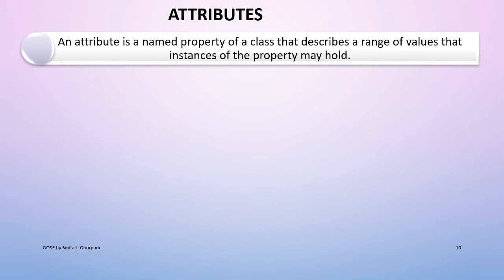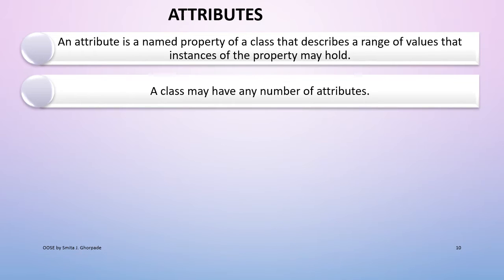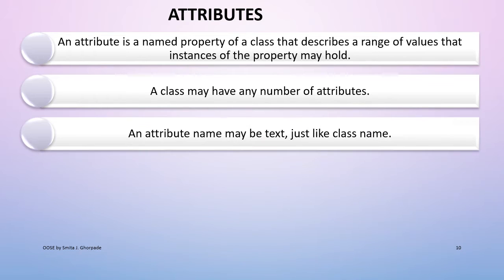Attributes. Attributes are defined in a class. An attribute is a named property of a class that describes a range of values that instances of the property may hold. Means for a set of attributes we can give certain ranging values. A class may have any number of attributes.